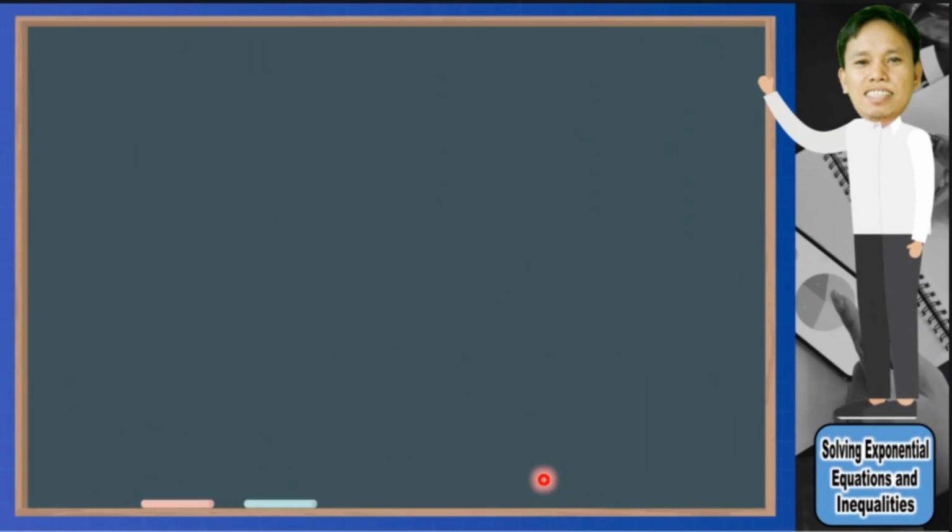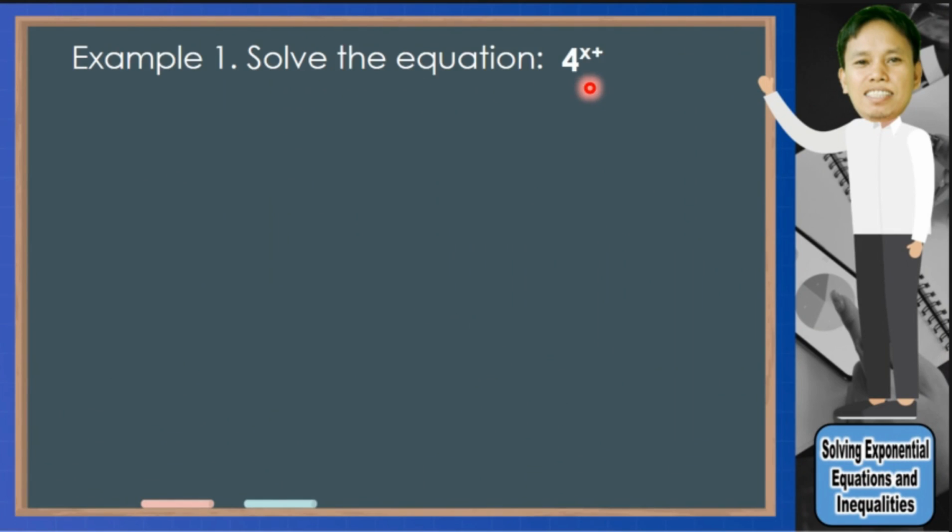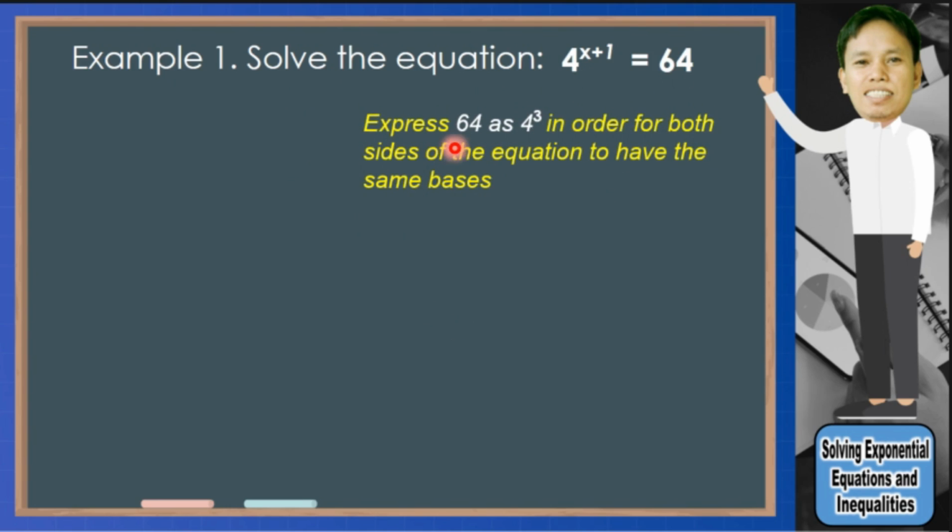So let's have an example so that we can understand how to solve an exponential equation. Example number 1. Solve the equation 4 raised to the power of x plus 1 is equal to 64. The first thing that we are going to do, we have to express 64 as 4 to the power of 3 in order for both sides of the equation to have the same base. Then we have 4 raised to the power of x plus 1 is equal to, instead of writing 64, we have to write 4 to the power of 3.